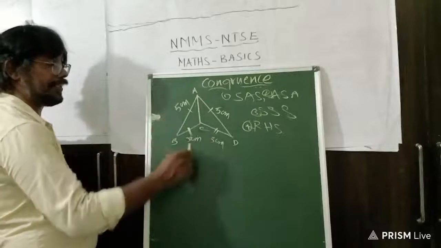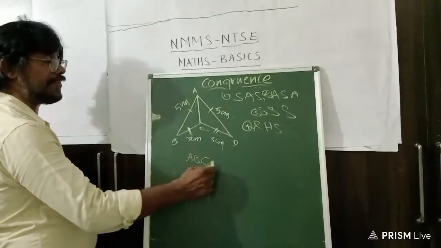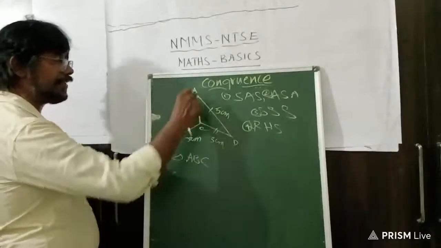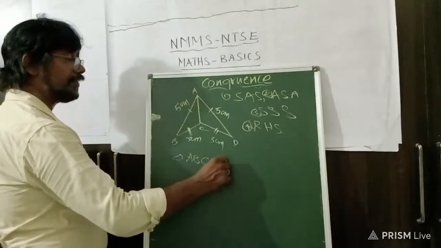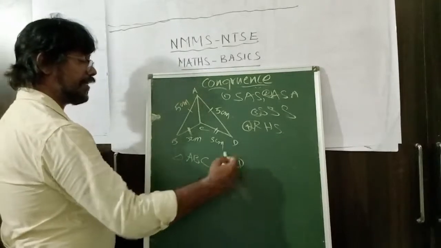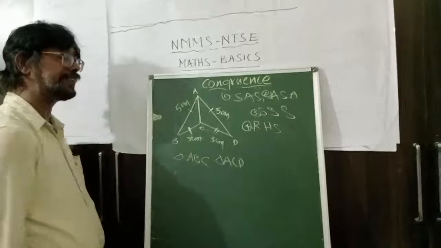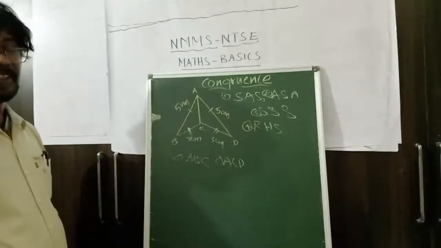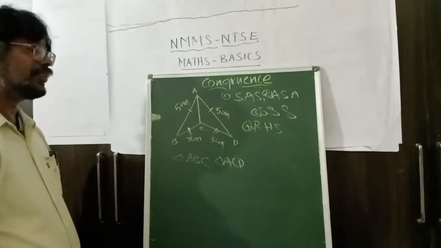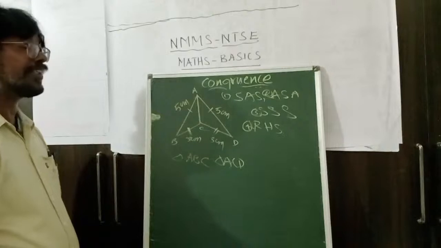So here ABC is one triangle, triangle ABC, and triangle ACD, two triangles. Just to say, these two triangles are superimposed on one another.